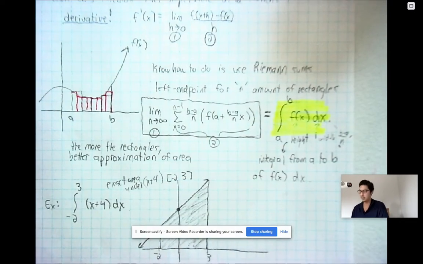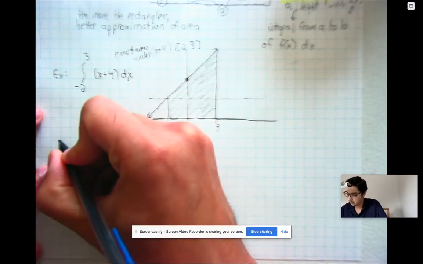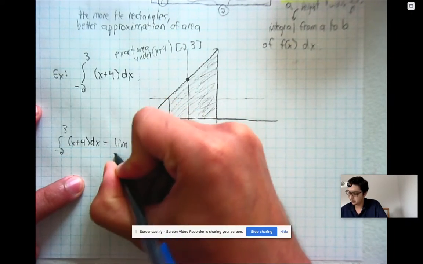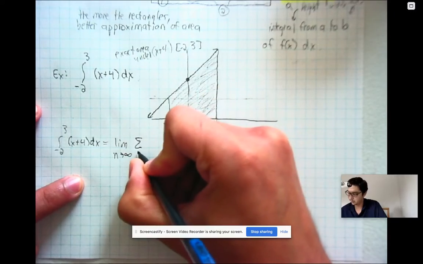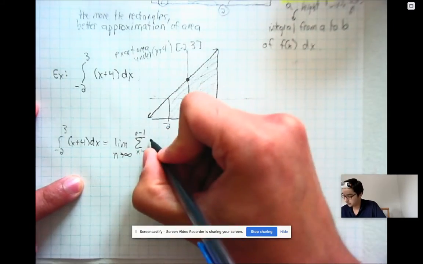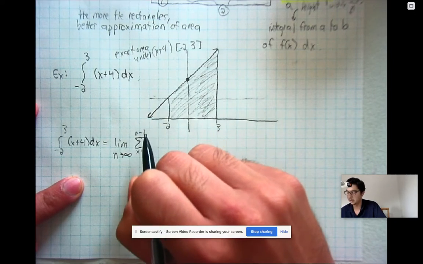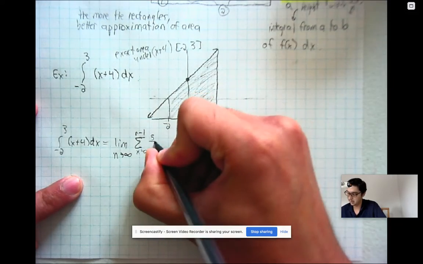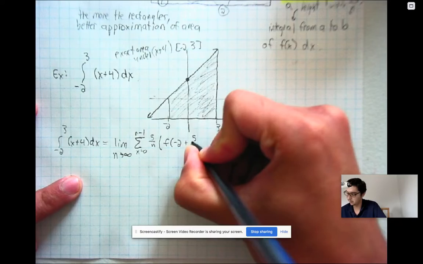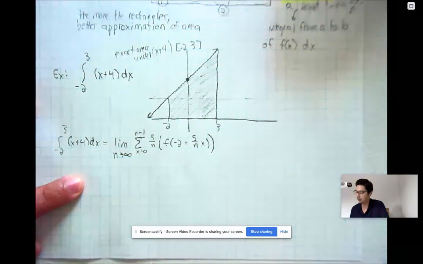Okay. So if I was to write this out, I'm going to push this up a little bit, write it out using its definition, -2 to 3 of x plus 4 dx. Well, that's equivalent to the limit as n approaches infinity of its general Riemann form, so x equals 0 to n minus 1, of the width here, which is going to be 3 minus -2, which is 5. So it's 5 over n, over f of -2 plus 5 over n x. And I guess I could have just written 3 minus -2, but that's fine. Okay.